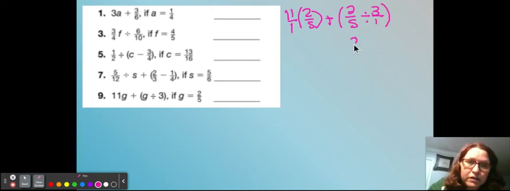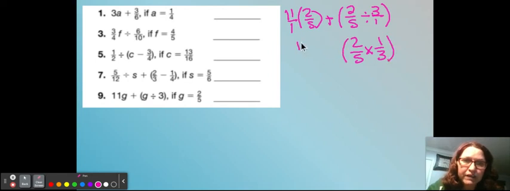So keep, change, and flip. So now I have to do, let me bring everything else down. So 2 times 1 is 2. 5 times 3 is 15. Now let me look here. 11 times 2 is 22. 1 times 5 is 5.